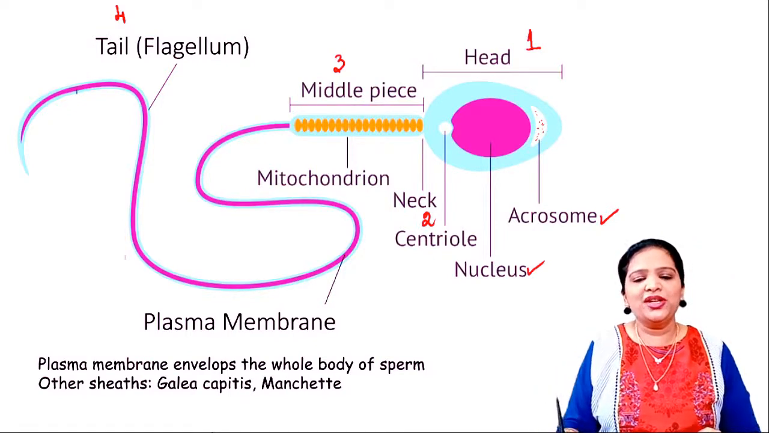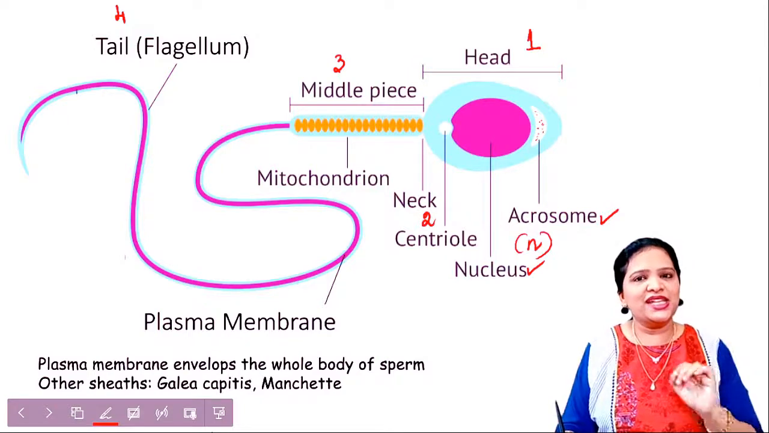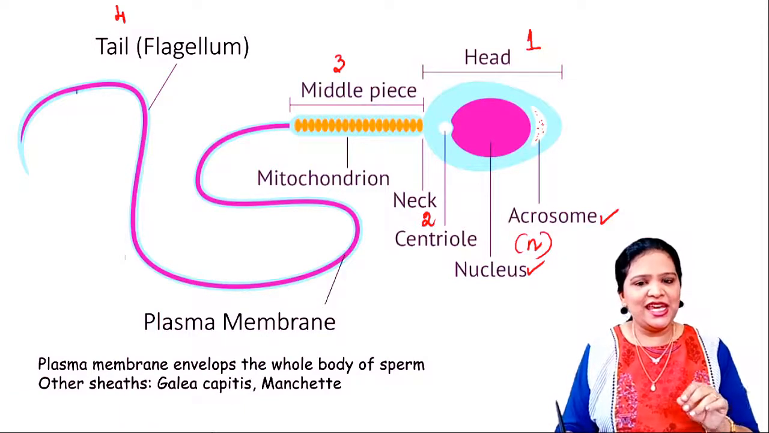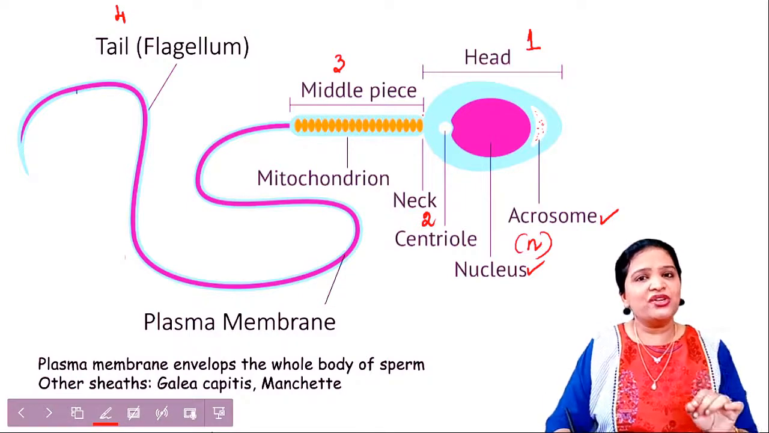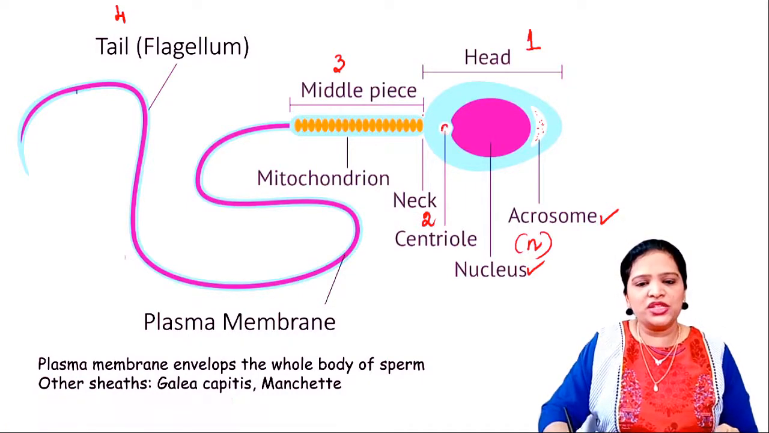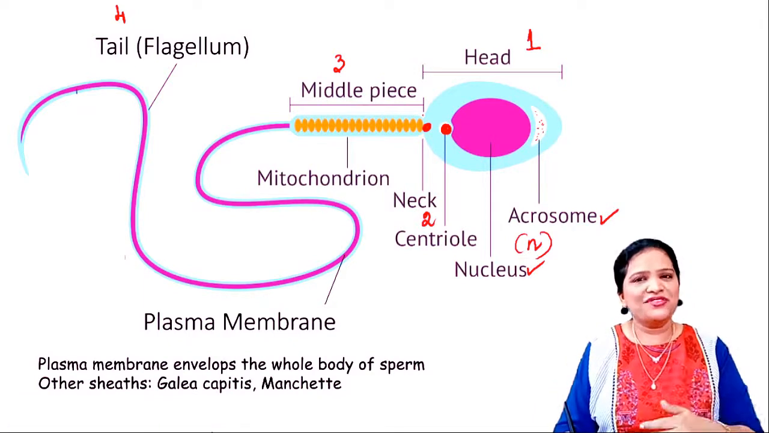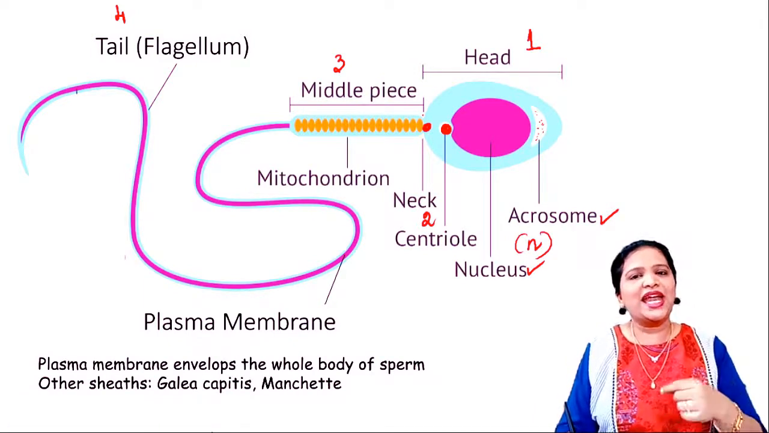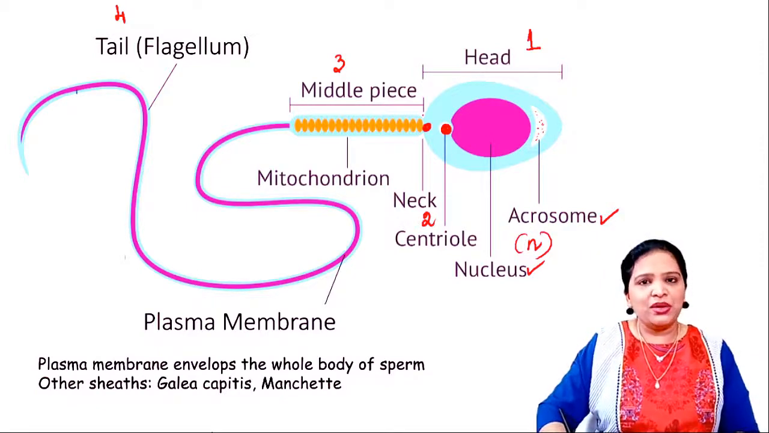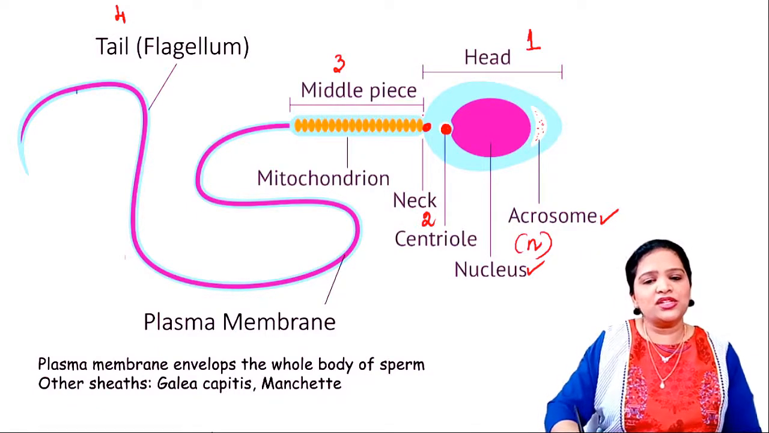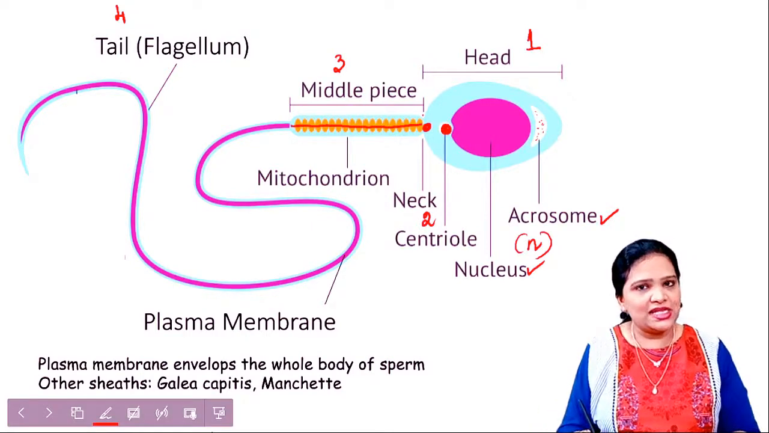And what about the nucleus? This nucleus is a haploid nucleus. It contains the genetic material DNA. Fine. What is present in the neck part? The neck region is very short, having two centrioles: proximal centriole and distal centriole. What is the function of the proximal centriole? It helps in the first cleavage of the zygote. And what is the function of the distal centriole? It gets elongated and it continues as the axial filament.